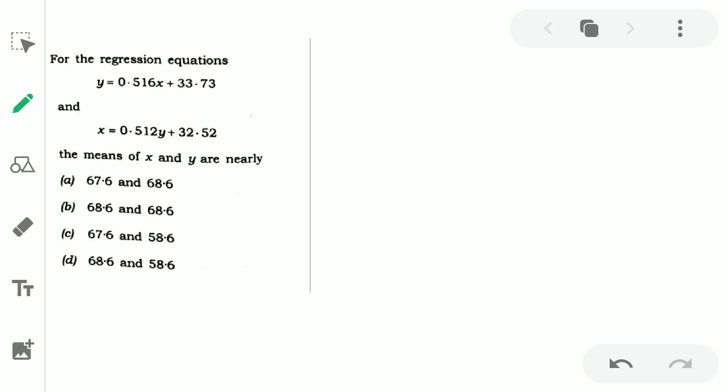So the last but not the least question is: for the regression equations y equals 0.516 x plus 33.73 and x equals 0.512 y plus 32.52, the means of x and y are nearly.